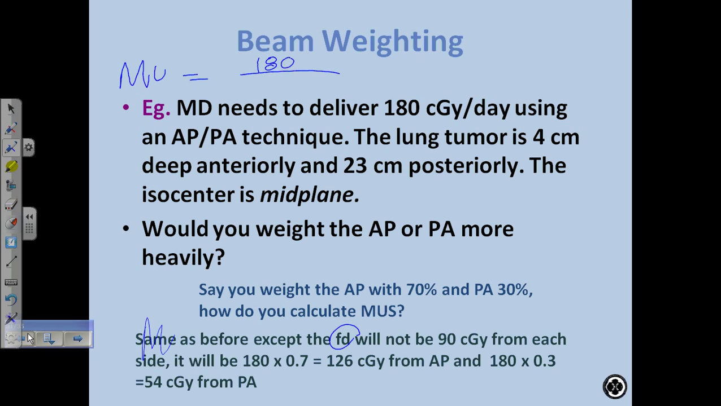Why did we take 90 before? Because the field weight was 0.5, 50%. So now we're going to take 180 times the field weight. In this case, it's 70% for the AP. So this is MUAP. When you're writing this in an assignment or in tests, if you label things like this, it helps us correct too, and it helps me know what you're doing. So MUAP times 1 cGy per MU, that inherent value, times the TMR times S sub CP. Then this value up here, 180 times 0.7, will be the field dose for that field.